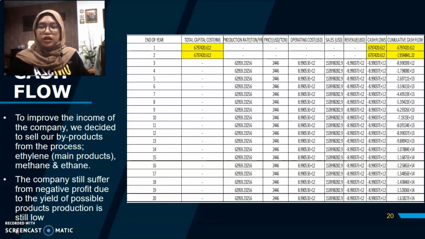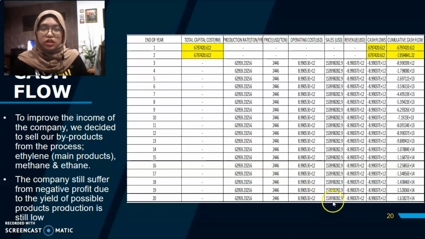Firstly, to improve the income of the company, we decided to sell our byproducts from the process. Ethylene is our main product, and our byproducts of the process are methane, ethane, and propylene. However, we are only able to sell methane and ethane because propylene did not achieve the lowest purity grade, which is 99%. Our production purity is only 97.8% for propylene.